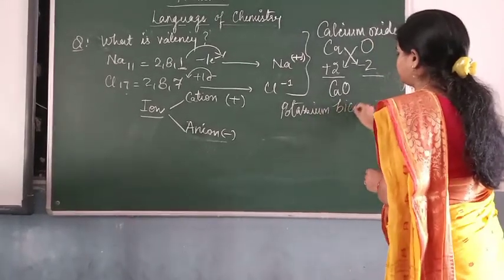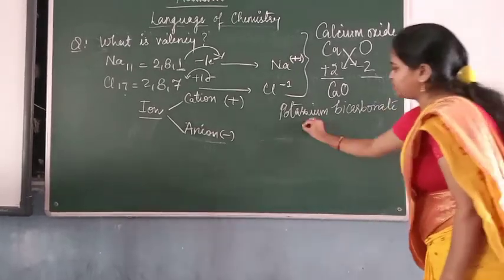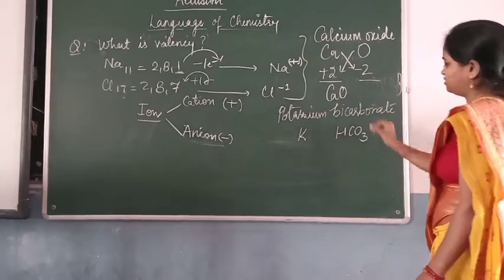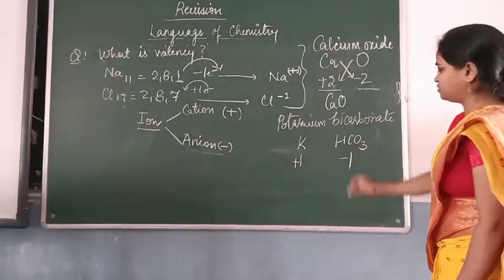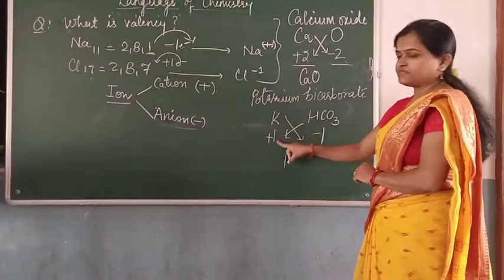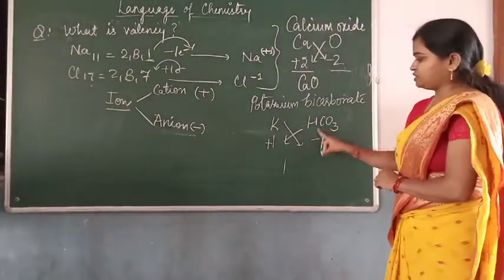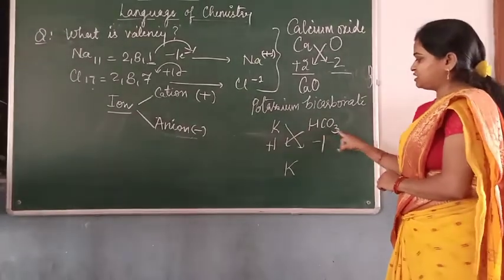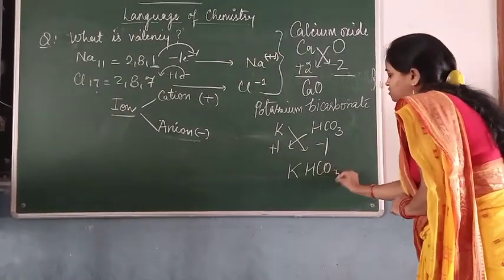Next example, I can take potassium bicarbonate. The symbol of potassium is K, and bicarbonate is HCO3. Potassium has a plus 1 charge, and bicarbonate has a minus 1 charge. Now again we do the same process: K with 1, so it will be K. Now HCO3, this whole is multiplied by this, it means it will be HCO3.